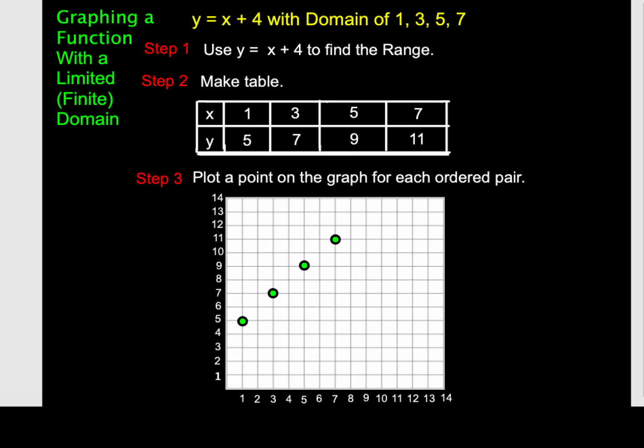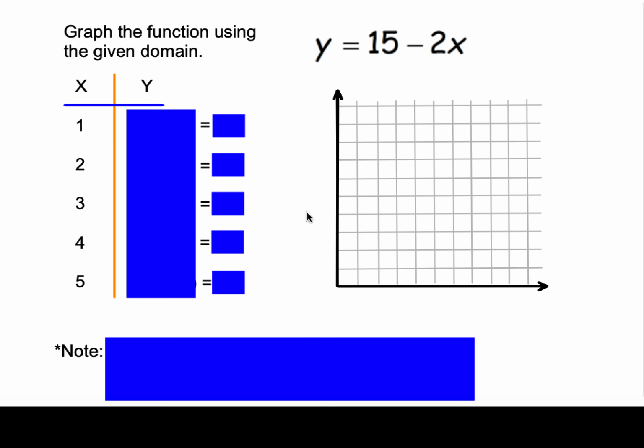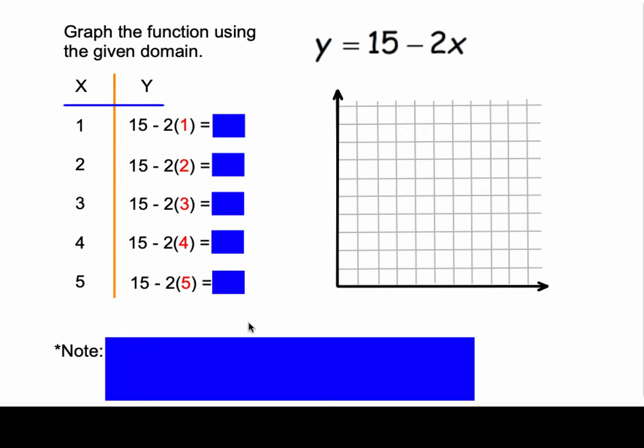So let's talk a little bit more about graphing. Go ahead and do an example of graph. So we've got a function up here at the top, y equals 15 minus 2x. We also have a domain given to us in the table of 1, 2, 3, 4, and 5. So what we want to do first of all, again, is plug those 5 numbers separately into our function. So 15 minus 2 times 1, 15 minus 2 times 2. Notice I'm just taking out the x and I'm plugging in the values that I was given in the domain. 1, 2, 3, 4, and 5.